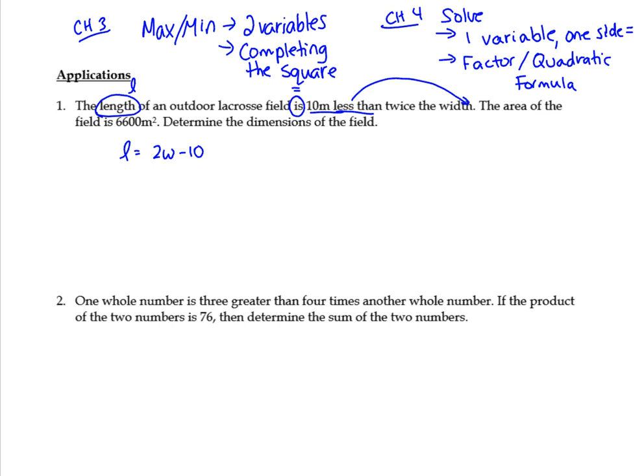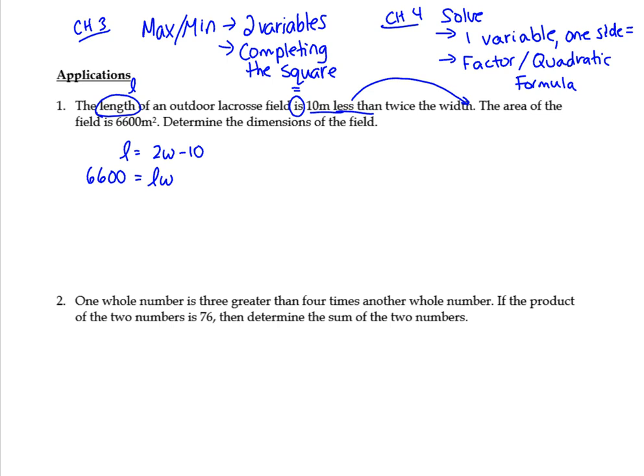The area of the field is, we're not maximizing area. This time we actually give you the area. The area is 6,600 meters squared. So how can I make an equation out of that? Okay, just with L and W. L times W equals 6,600. Perfect. Which now we're going to substitute, right?